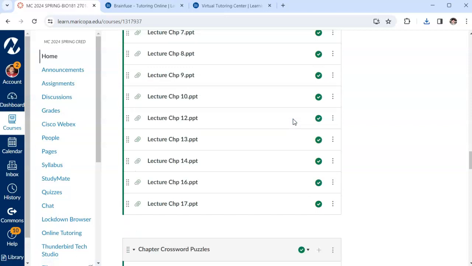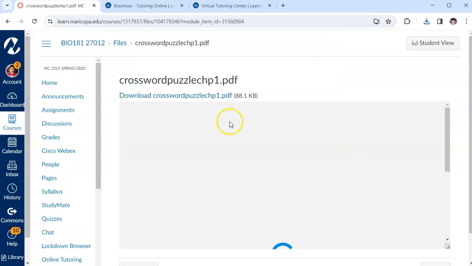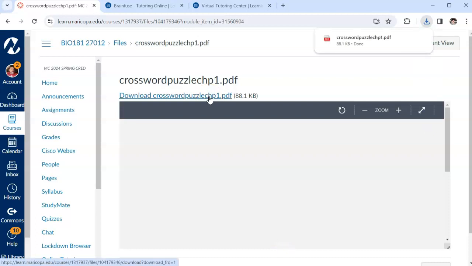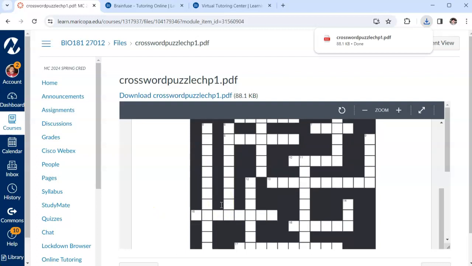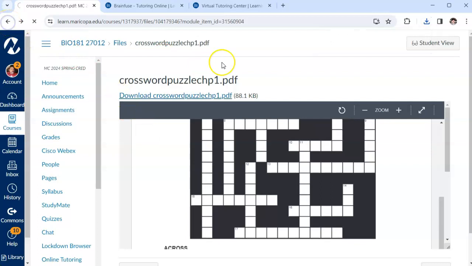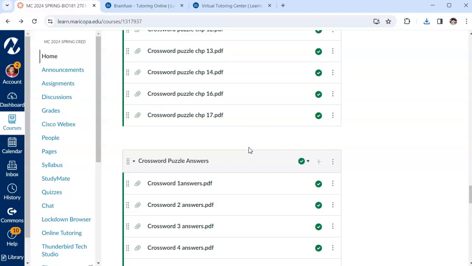Okay. Every chapter has a crossword puzzle, so I want you to do these for each chapter as well. So, for example, the complete genetic code of an organism, which would be two across, is genome. Like I said, I don't expect you to turn these in. I'm not grading them, but you do need to know the vocab. So, I put an answer sheet here.